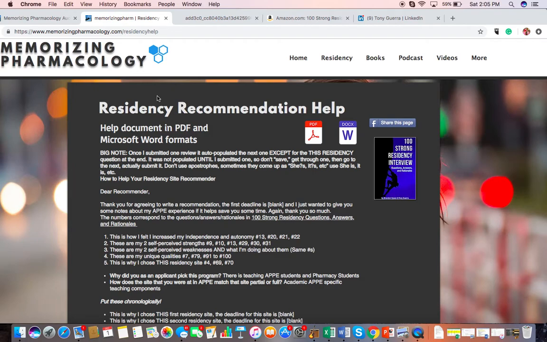So what we want to do is we want to take this from the perspective that the recommender is very busy. The recommender may not remember a lot about you. The recommender might not have had a lot of interaction with you because you're getting the site preceptor, but the actual person that spent the most time with you is somebody different.